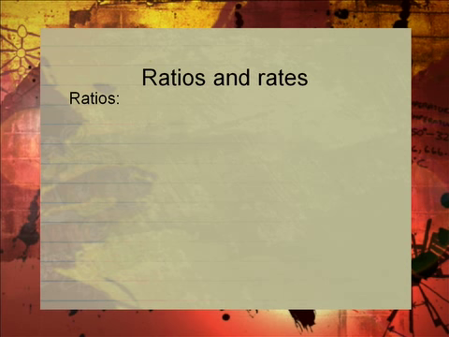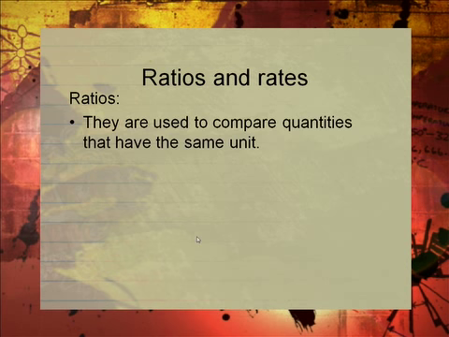Okay, let's now focus on the ratios. Have a look here. We're saying the ratios are used to compare quantities that have the same unit. Okay, you talk of meters and meters, centimeters and centimeters, hours and hours. You cannot deal with the ratios when you have different units, guys. Be careful. They must be of the same unit.